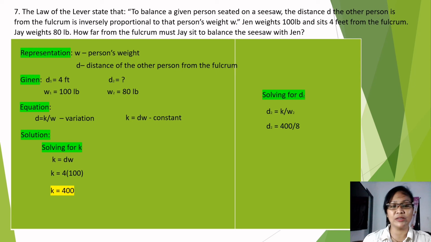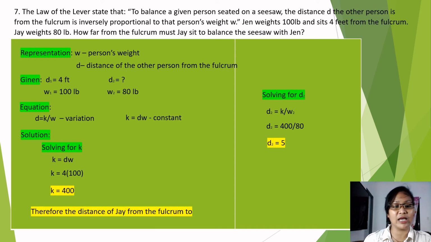Then substitute the given. D sub 2 now is equal to, our K is 400 all over W sub 2 is 80. And 400 divided by 80, we have 5. Therefore, our D sub 2 is equal to 5. Therefore, the distance of Jay from the fulcrum to balance the seesaw with Jen is 5 feet.